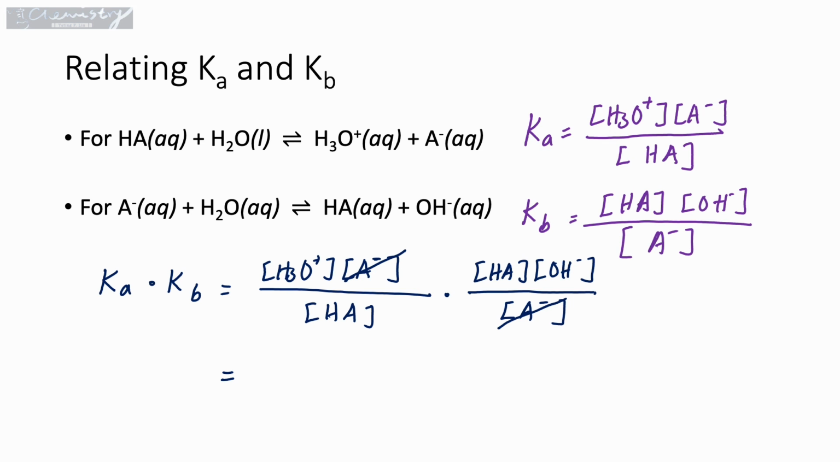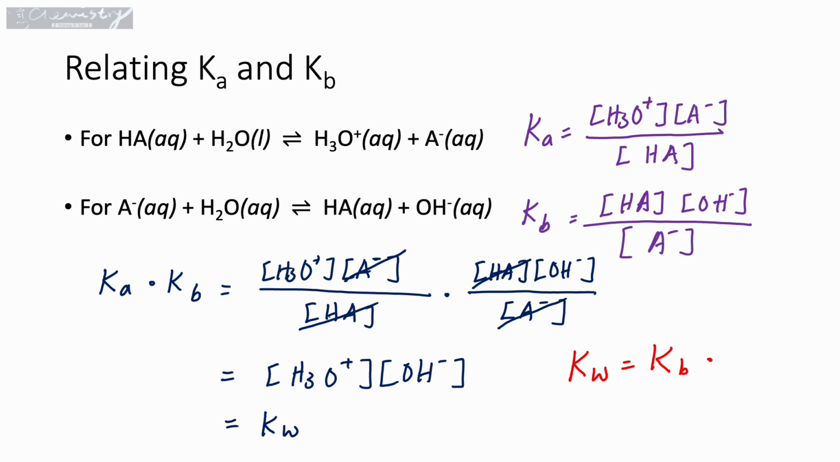So we can see those cancel out. These two cancel out. So at the end of the day, Ka times Kb is the concentration of hydronium ion multiplied by the concentration of hydroxide ion, and that is Kw. So from Ka we can find Kb, and from Kb we can find Ka of the same substance, because remember, we're looking at the same substance A. And that is how we can find Ka from Kb and Kb from Ka of the same substance.